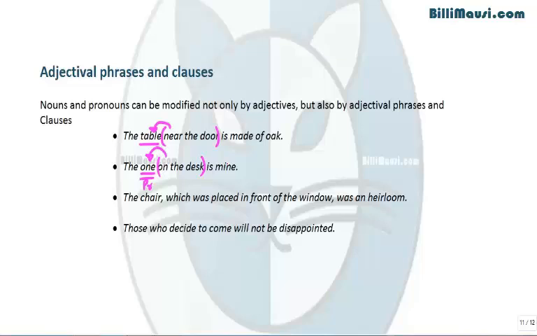In the third example, the chair is being modified by the modifier which was placed in front of the window. We'll study these kinds of modifiers in detail when we are going through the participles and modifiers chapter. These are called non-essential middle modifiers separated by commas. In the last sentence, you can see those is being modified by who decided to come. Those who decided to come will not be disappointed.